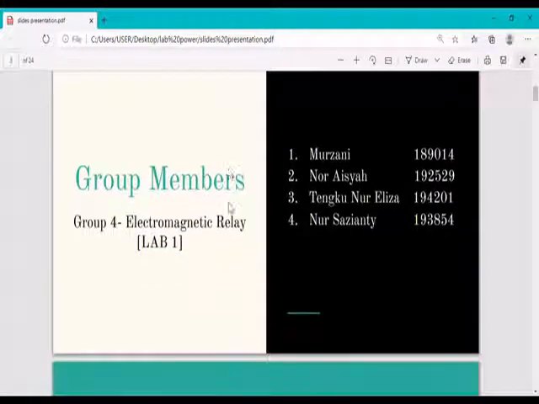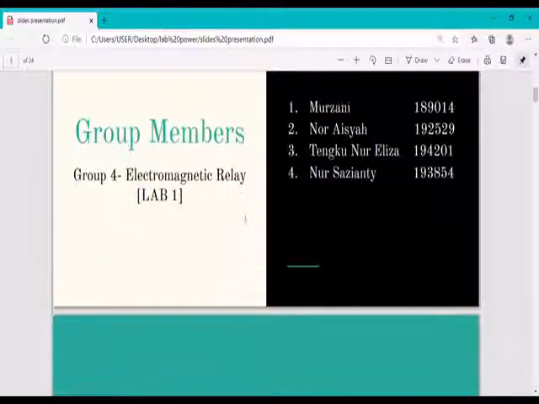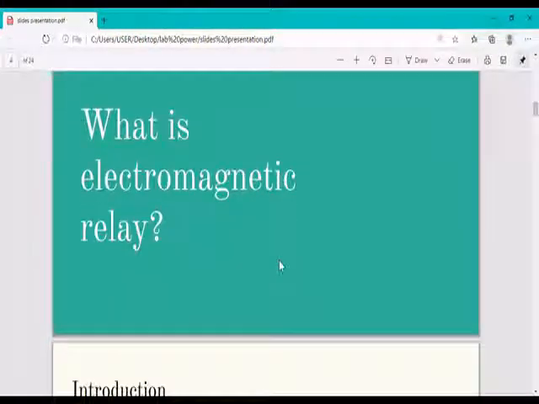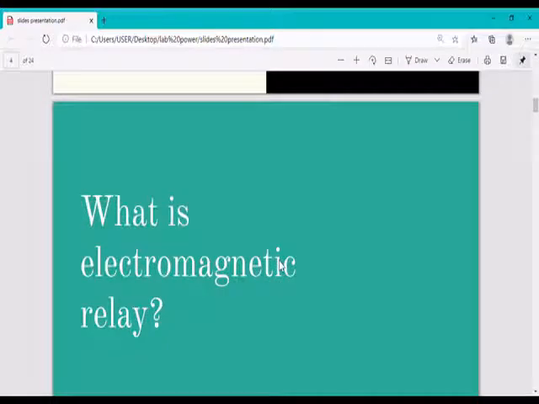These are our group members that I just introduced earlier. Let's start with this question first. What are electromagnetic relays actually?